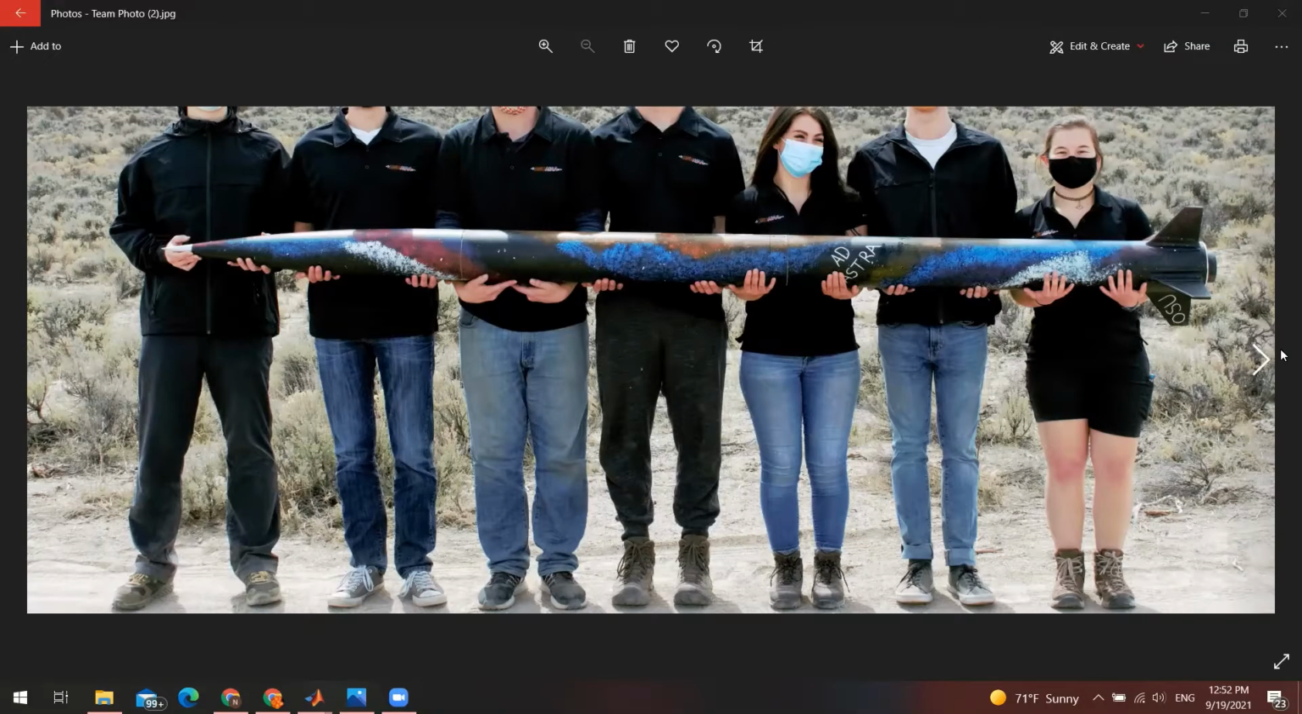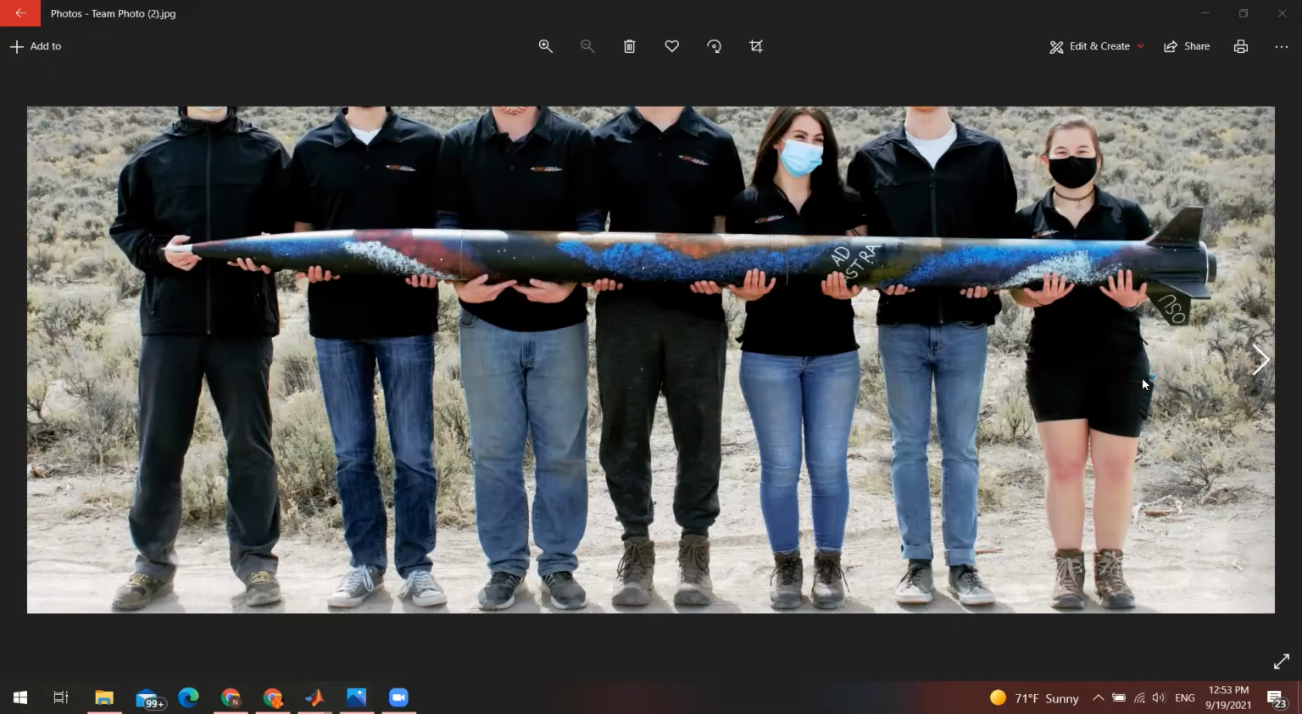Hey guys, today I'm going to talk about model rocketry a bit. So I'm going to start off today's video by showing you this rocket. This is a rocket that my team and I made for the University Student Launch Initiative. It is about 10 feet long, 6 inches in diameter, and it weighs about 63 pounds.